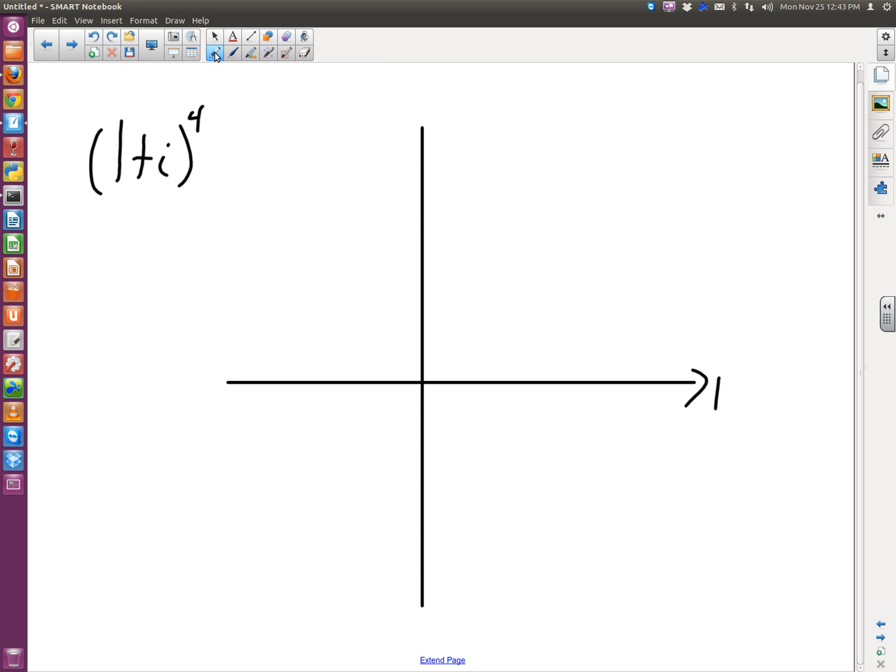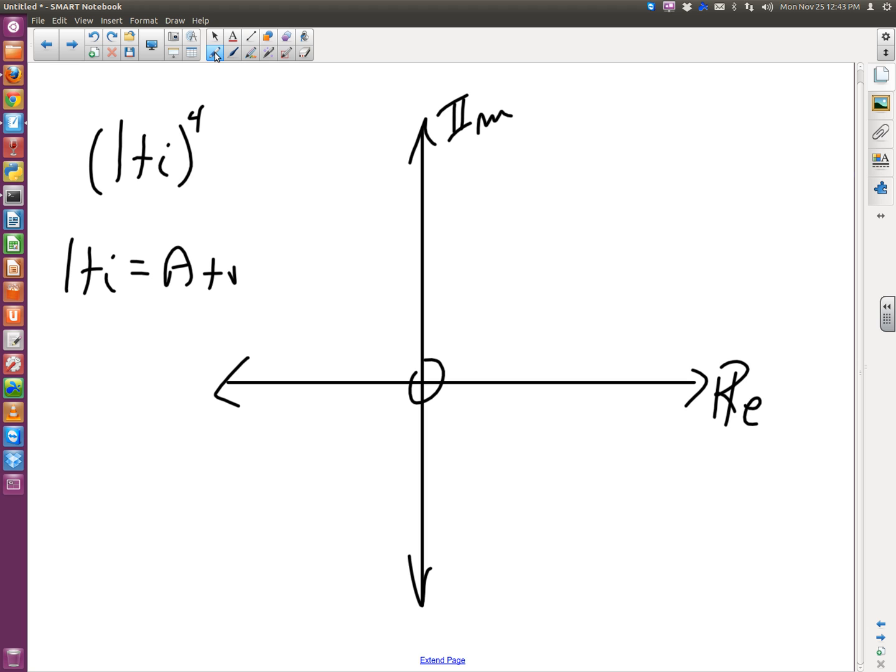So remember, you have the real axis and the imaginary axis. This is not the regular Cartesian plane. This is called the complex plane. All right? And I'm going to graph a plus bi form. 1 plus i is a plus bi, right? What's a? 1. What's b? It's also 1. Okay. So I'm going to go 1 in the real and 1 in the imaginary. Put a dot there. And how do I draw the vector? From the origin to that point.